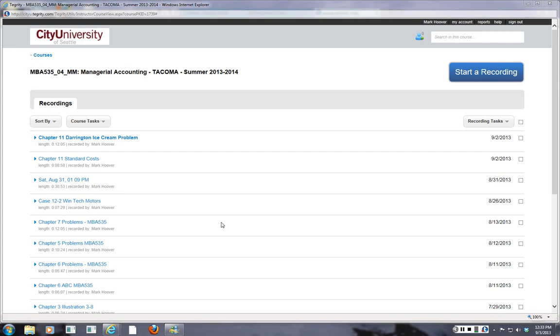Chapter 12, decentralization and performance evaluations. We talked about the advantages and the disadvantages of decentralization. And we evaluate units and evaluate subunit managers. We talked about cost centers, profit centers, and investment centers, and how we measure each of those. And this concept of return on investment. We talked about coming up with a concept called economic value added, EVA, and how that gets calculated, the residual income, and how important those measurements are.